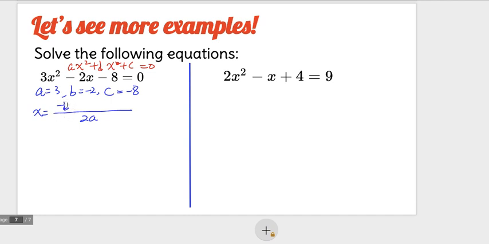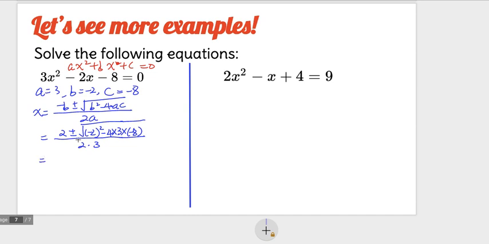As I mentioned, this one we read as opposite B, because we are going to put the opposite value of B in there. So let's do it. 2 times 3, opposite B, so B is -2, opposite B is going to be 2, plus or minus the square root of -2 squared minus 4 times 3 times -8. Okay, so I just put everything here.